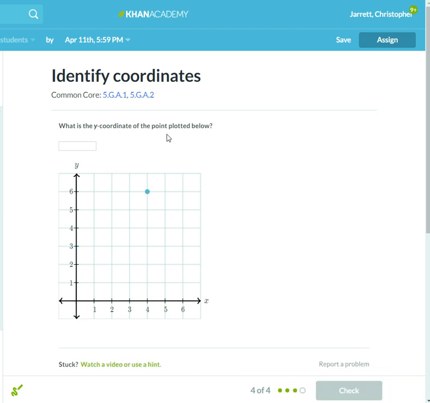What is the y coordinate of the point plotted below? Well, the y coordinate would be where you lined up on the y-axis. So if I take this point and trace it back over to the y-axis, I can see that it crosses at y is 6. So my y coordinate is 6.